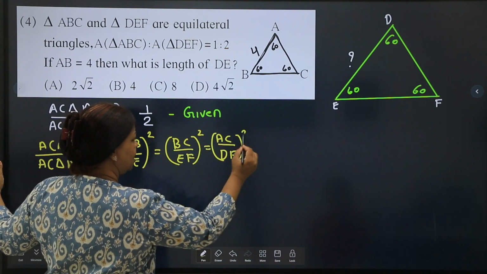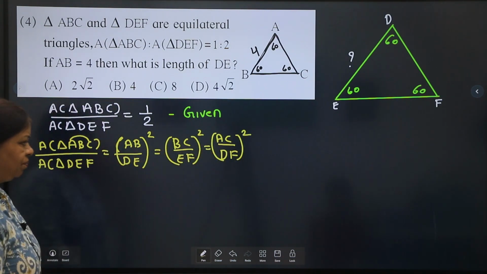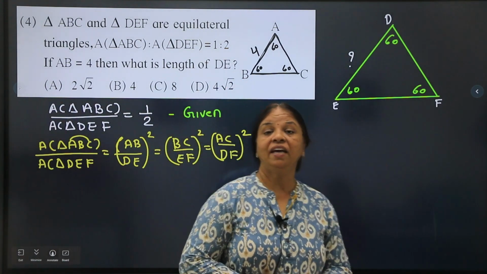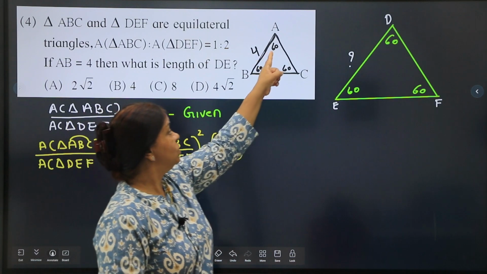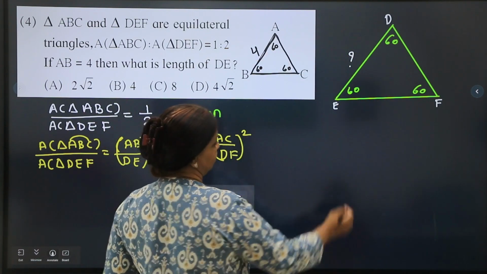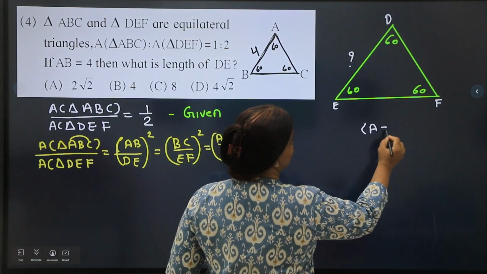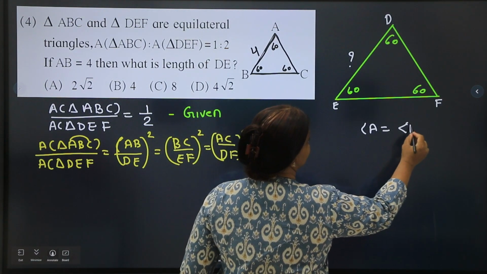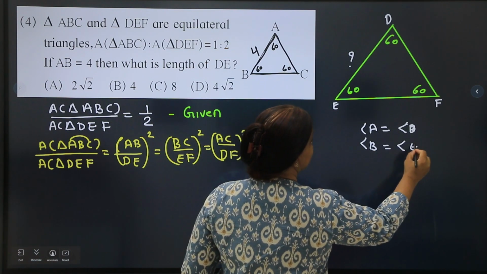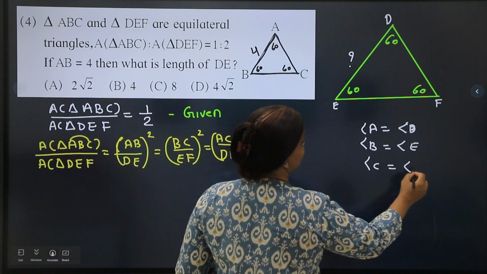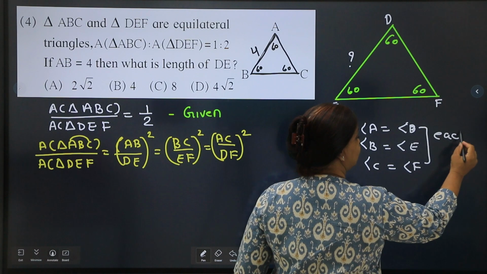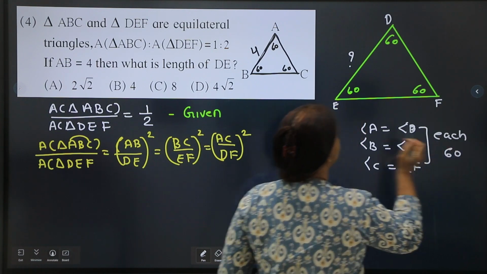Now children, you must be thinking why I use such a big formula. I said these two triangles are similar, and why are these two triangles similar? Because each angle is 60 degrees. Let me write it here this side. See, angle A is equal to angle D, angle B is equal to angle E, angle C is equal to angle F. Each is a 60 degree angle.